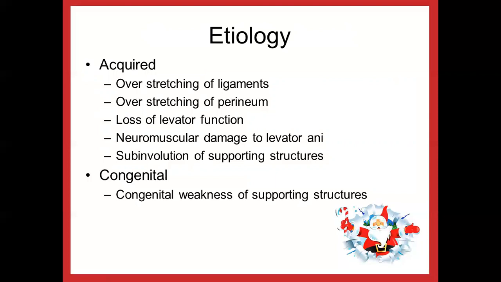So these are the etiological factors. What are the etiological factors? Overstretching of the ligaments, overstretching of the perineum, loss of levator ani muscles, neuromuscular damage to levator ani, and the subinvolution of the supporting structures of the uterus. Also, this can occur because of the congenital weakness of the supporting structures of the uterus.